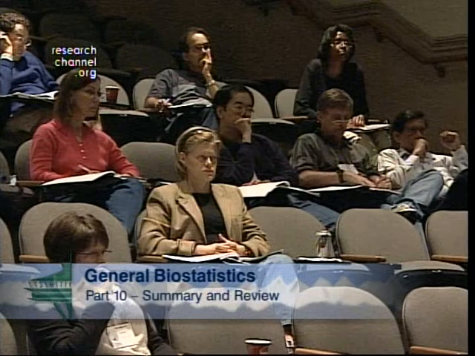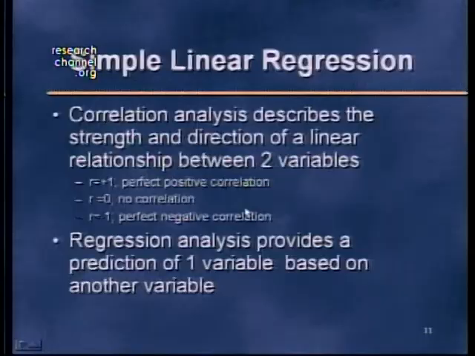And then lastly, the last method we looked at was simple linear regression. We focused on correlation analysis, which allows us to describe the strength and the direction, meaning either a positive or negative linear relationship between two continuous variables. Remember that based on the data, if we calculated a sample correlation of 0, that would indicate no linear correlation. A sample correlation coefficient of positive 1 would indicate a perfect positive linear relationship, and a sample correlation of negative 1 would indicate a perfect negative correlation.